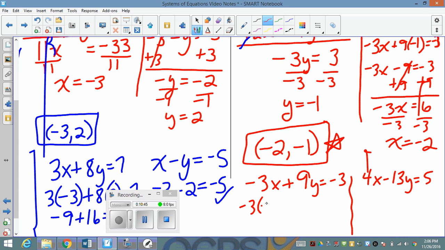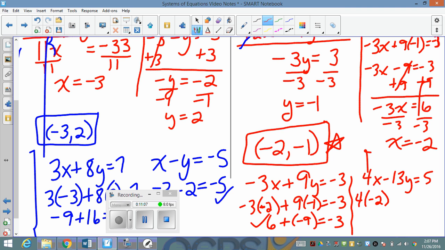So plugging -2 in for x and -1 in for y, I'm going to get 6 plus -9, or just -9... I mean -3, equals -3. That's true. And again here, I've got to make both of them true. Plugging -2 in for x, plugging -1 in for y, I get -8 plus 13 equals 5, which is also true.